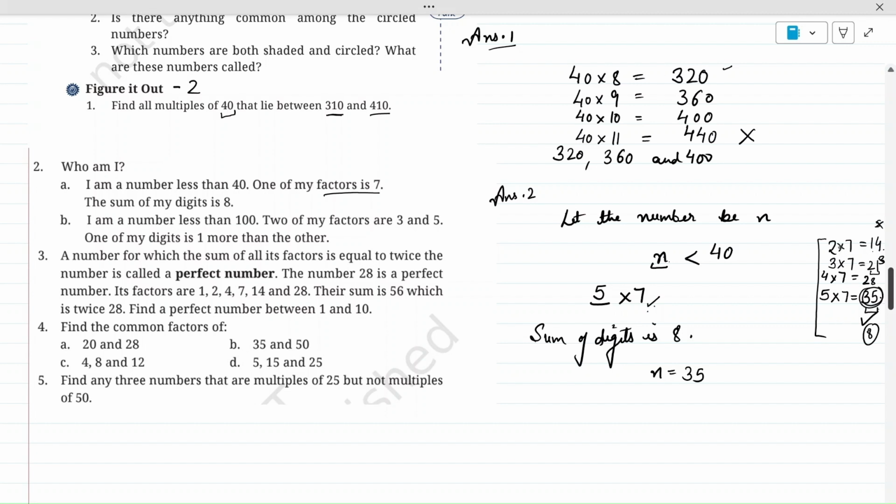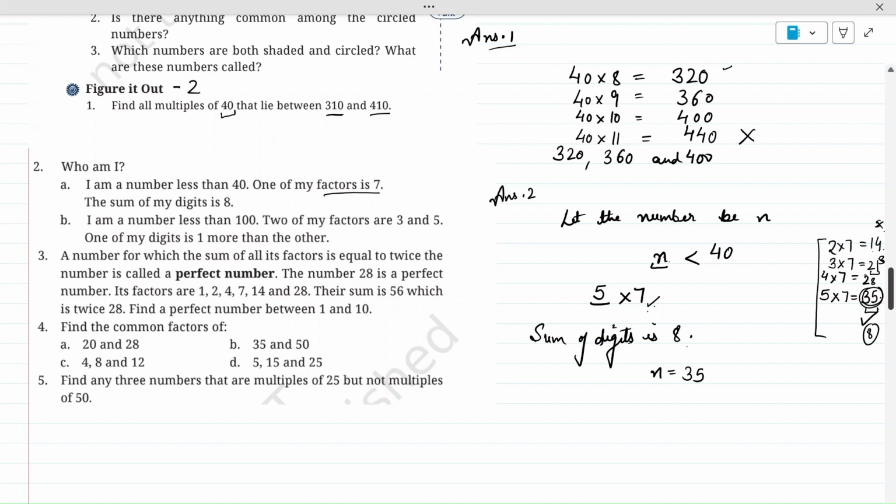2 multiplied by 7 gives us 14. 4 plus 1 is 5. The sum of digits should be 8, but here we are getting 5, so we have to ignore 2. Next, we multiply by 3 and we get 21. 3 multiplied by 7 is giving me 21. Now 2 plus 1, if I add the digits of the number 21, is 3. So again, it is not true because we need 8.